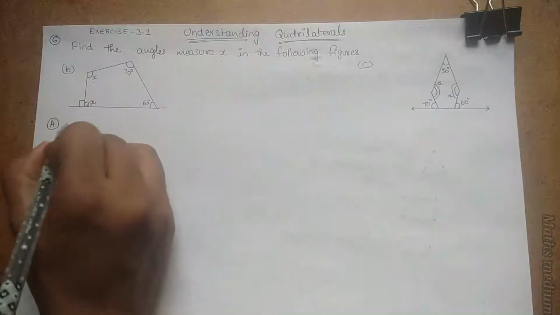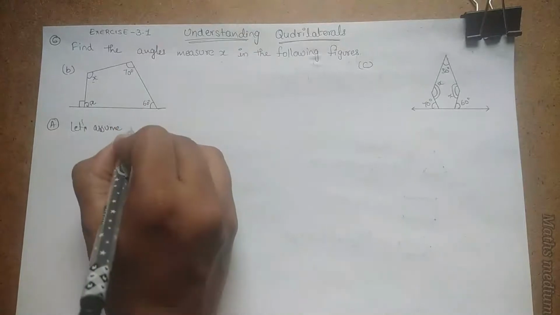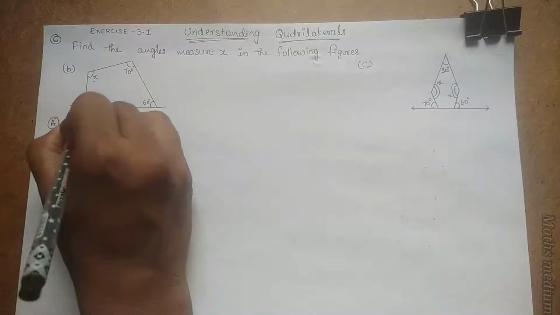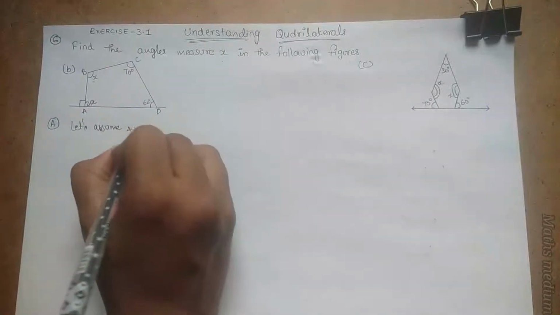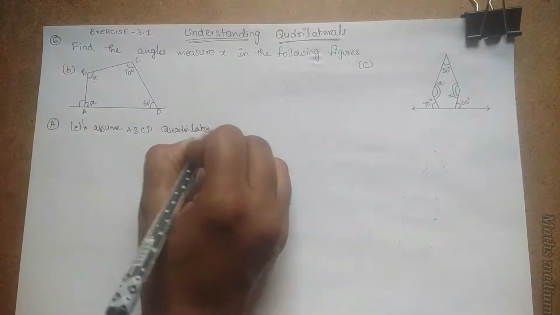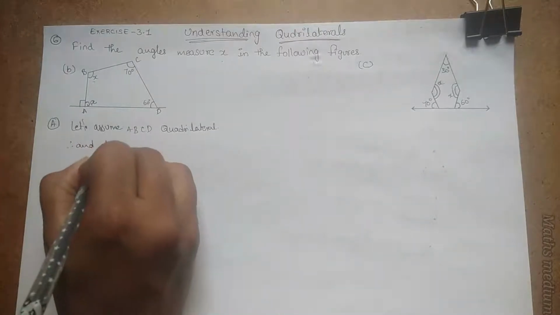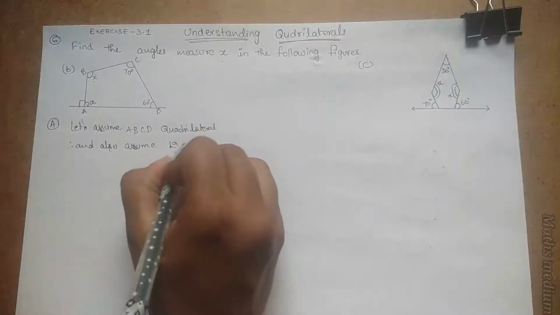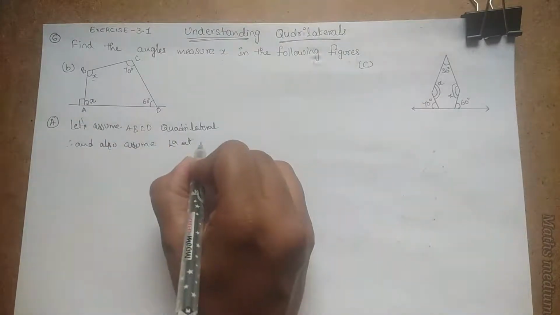Here, before going into the assumption, let's name this point A, this B, this C, and this D. Let's assume ABCD is a quadrilateral. Next, also assume angle A, that is angle DAB, the angle at point A.